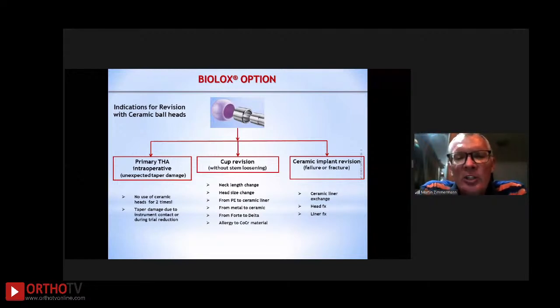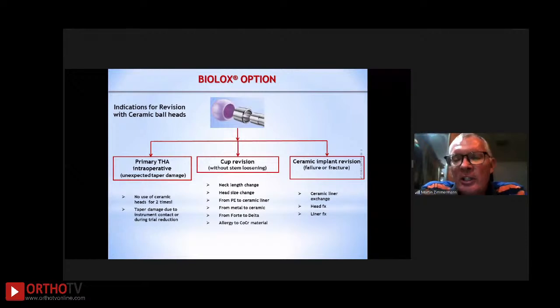The second situation is where you have just a cup revision. You can imagine that the stem is not loose, so you keep the stem in situ. Then during the surgery, you can change the neck length, you can change the head size, you can upgrade from polyethylene to ceramic, or from metal to ceramic, or even if you have an old Biolox forte ball head, you can upgrade to the Biolox delta. Of course, if the patient is showing some cobalt-chrome material allergy, you can also change to ceramic.